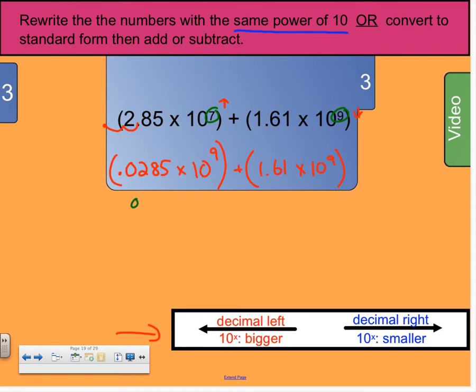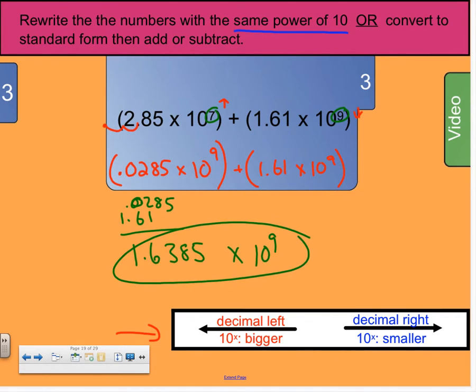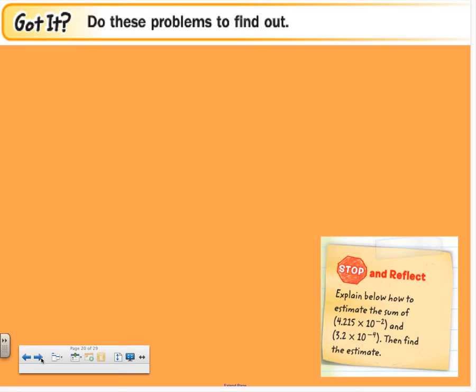Now, I do have the same powers of 10, so I can simply add the numbers out front. 0.0285 and 1.61 add together to equal 1.6385, and that will, of course, be times 10 to the 9th power. Notice our answer is written in proper scientific notation. So that is how you would add 2 numbers written in scientific notation. Go ahead and try the problems associated with example number 3.